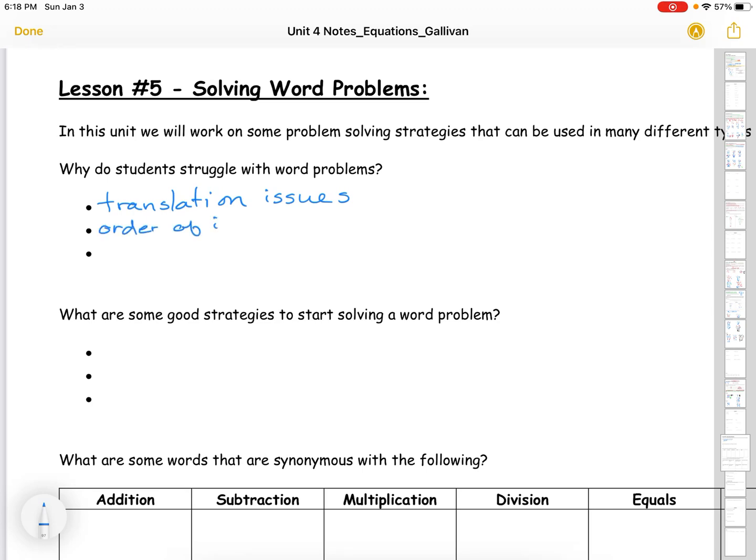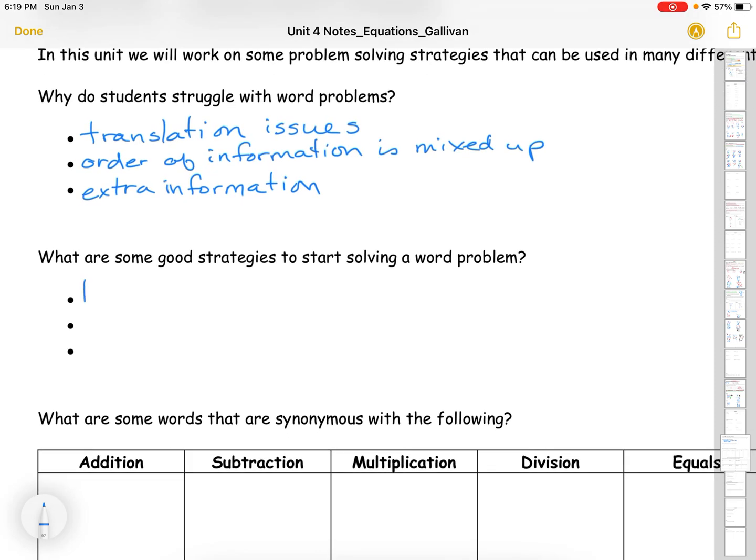Sometimes the order of information is mixed up, so it gets hard to clarify that. Sometimes it can look confusing, and there might be extra information. So it's hard to sort through what information we need and what we don't need. And I admit, sometimes you're going to run into the situation where there's extra information and you have to sort through it. So we need to think of some strategies to start solving a word problem.